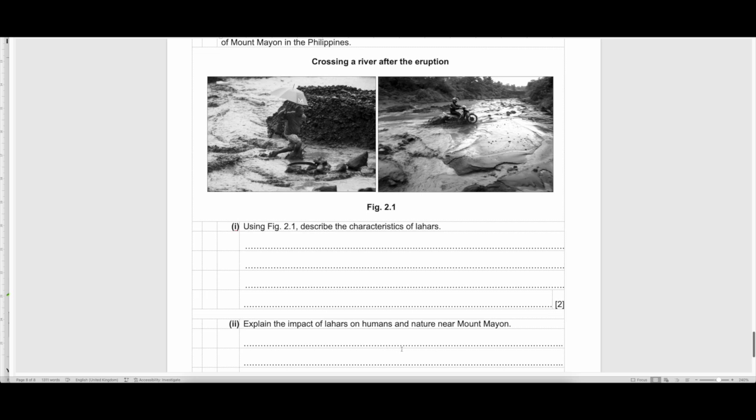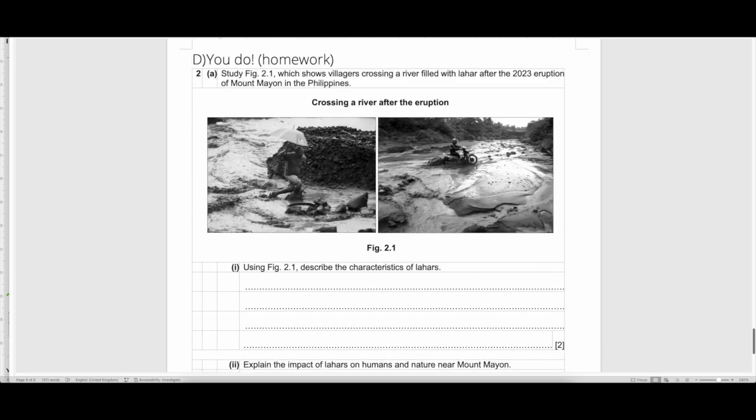So this is a river that is filled with lahar, so we made it clear to you what's the hazard after the 2023 eruption of Mt Merapi. Using figure 2.1, describe the characteristics of lahar. What do you see? What is it like in terms of volume, in terms of consistency, and things like this?